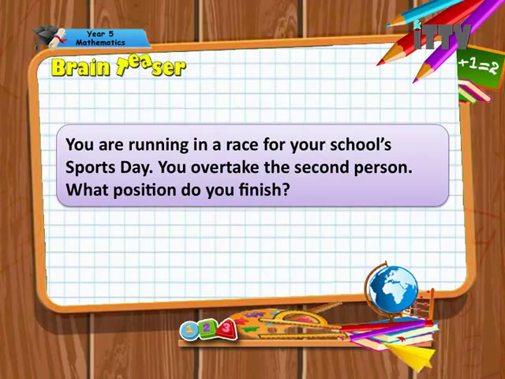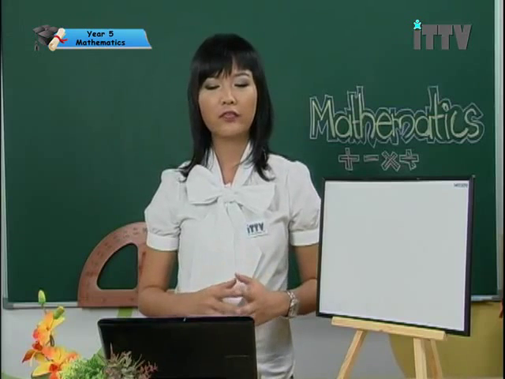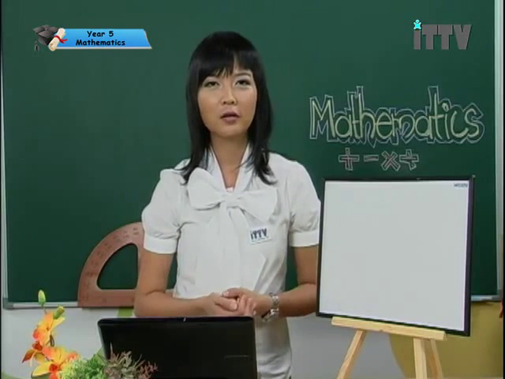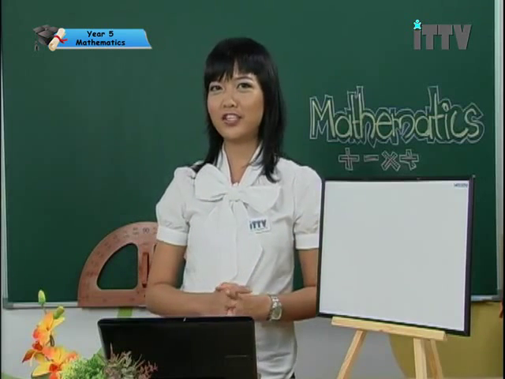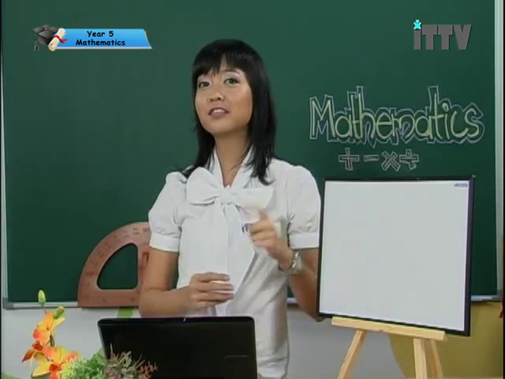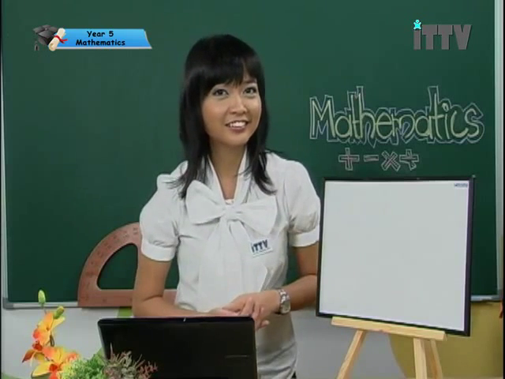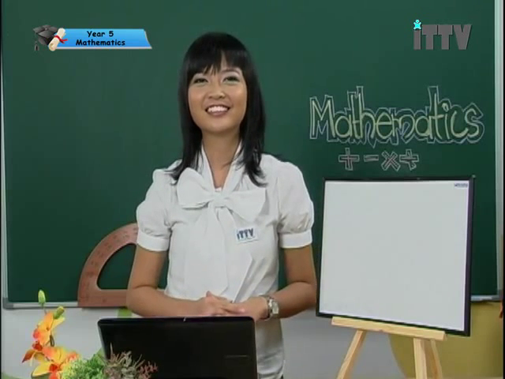You are running in a race for your school's sports day. You overtake the second person. Now, what position do you finish? Sounds easy. You're running in a race for your school sports day and you overtake the second person. What position do you finish? First? Third? Second? What is the answer?